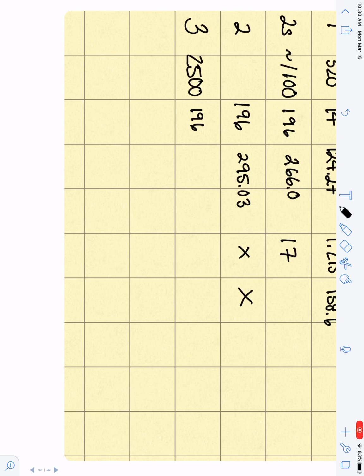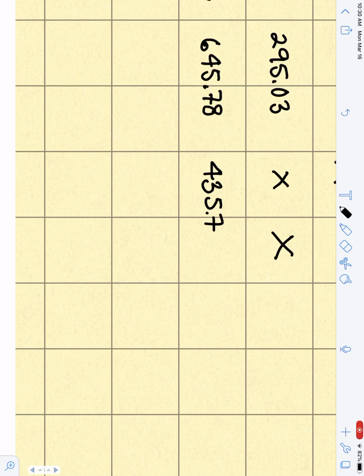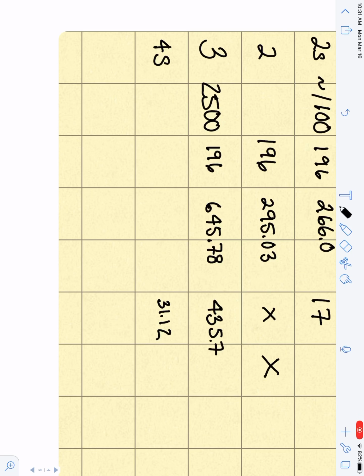So we know that temperature, we know the pressure has to be the same, and because we know that temperature, we know that H at state 3 is 645.78 BTUs per pound. PR and VR we can get off the table again. We really only need PR for the Brayton cycle, so 435.7. For an isentropic process going from 3 to 4s, we would have, again, that ratio of 14 between those two states, between 3 and 4s. And so PR for 4s should be 31.12, which is very close to 30.55, which is the value at 1280 Rankine.